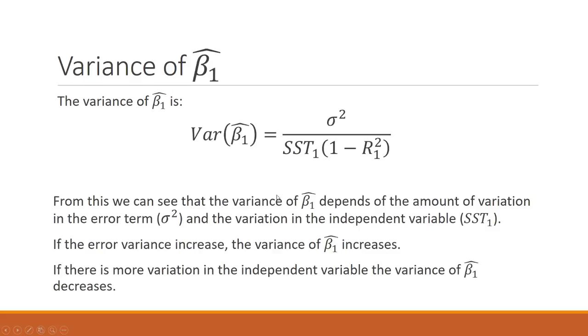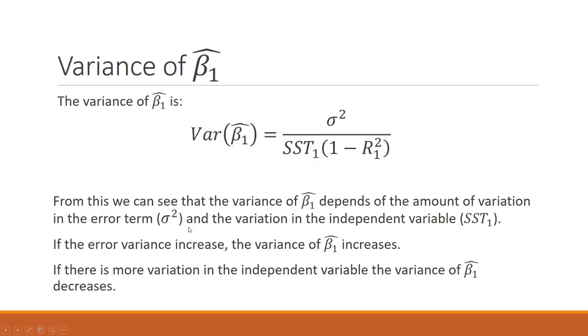All right, so now we're just going to look at the specific case where we want the variance of beta 1. So we've got the variance of beta 1 equals sigma squared, the variance of the error term, divided by the total amount of variation in the independent variable x1 times 1 minus R squared 1, which is the amount of correlation between x1 and the other independent variables, so x2 and x3.